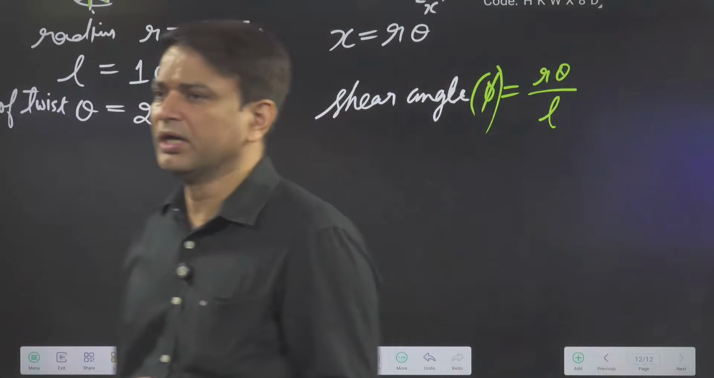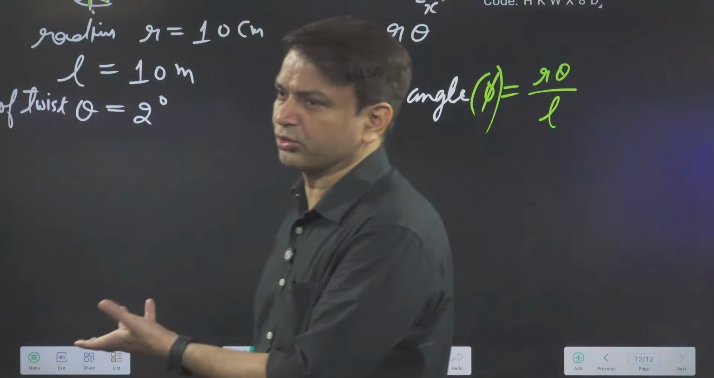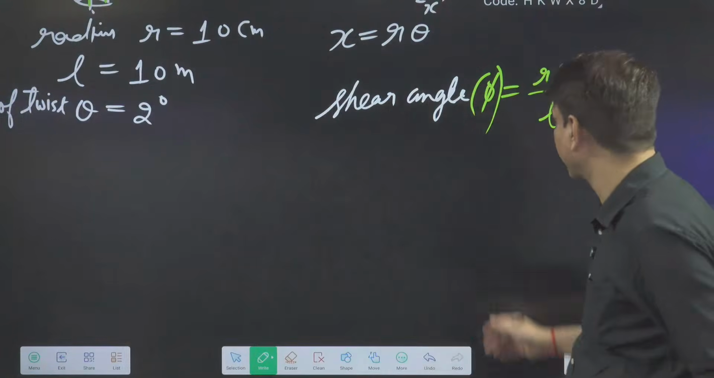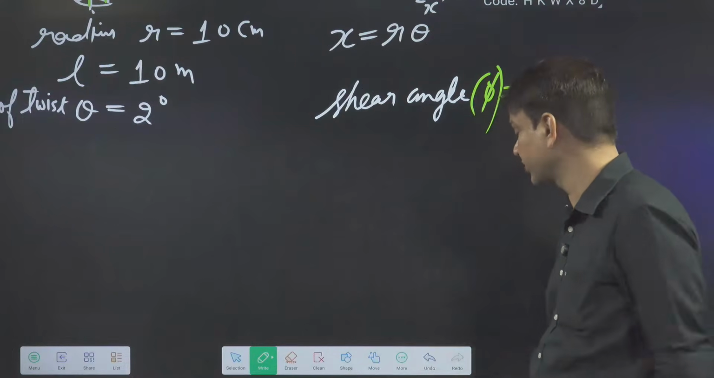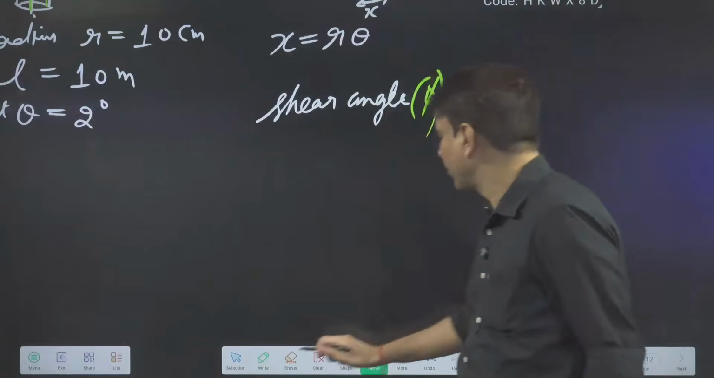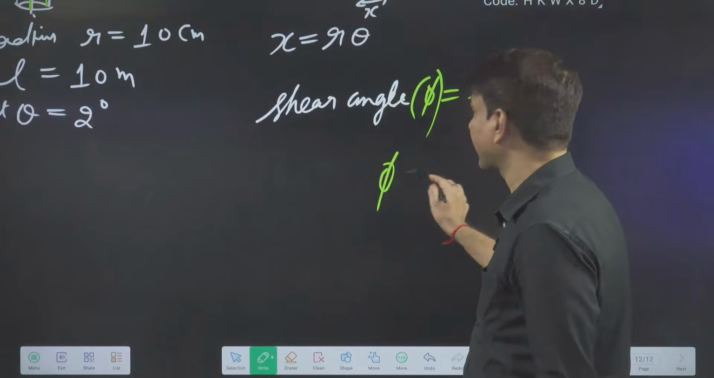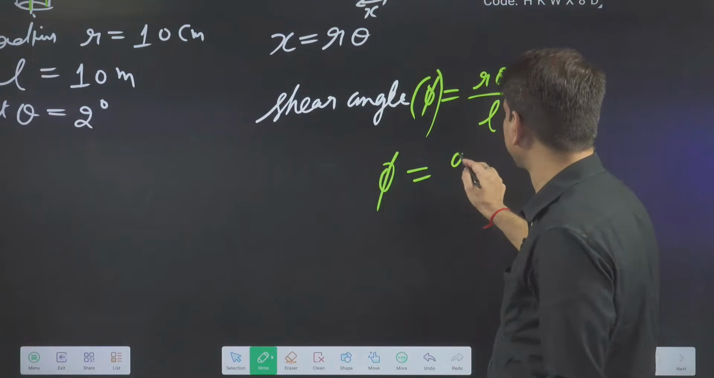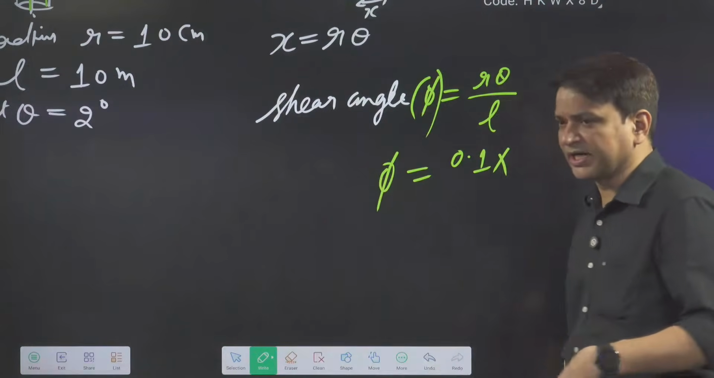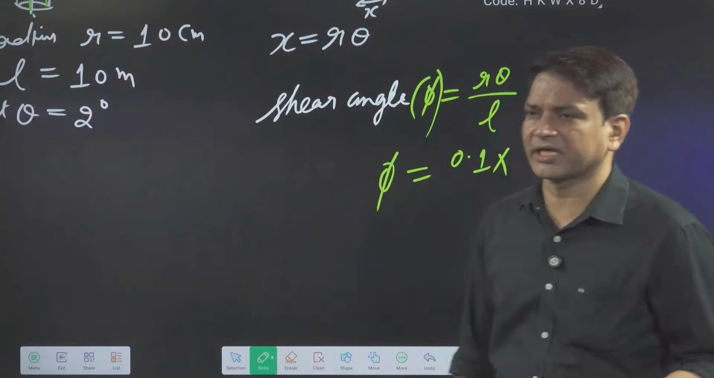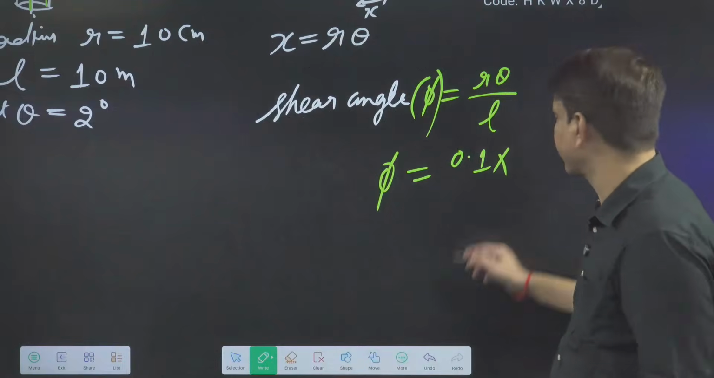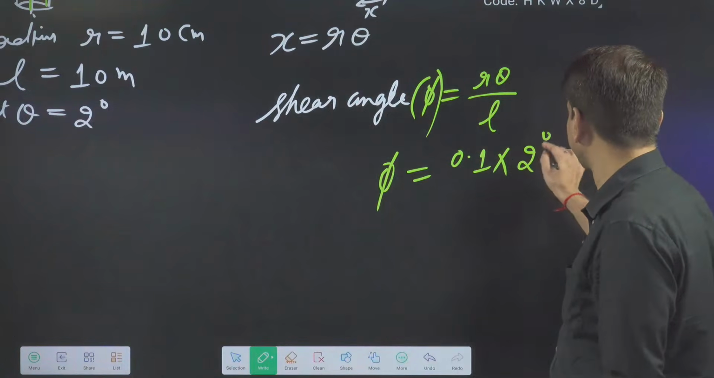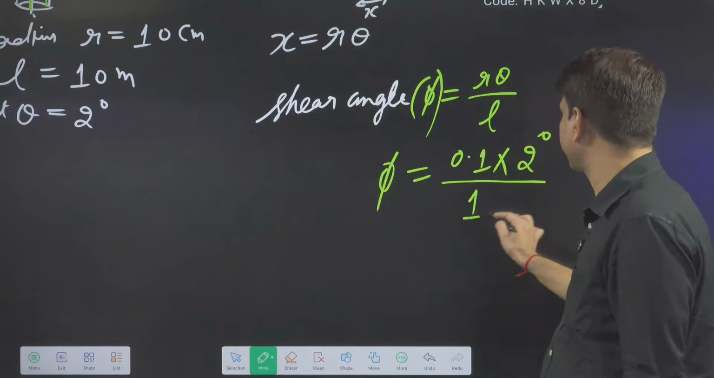Everybody got it or not? According to the data given, we can use this relation: R theta by L is equal to the shear angle phi, for this rod type rotation. Now I am asking phi. R I gave 10 centimeter, which means 0.1 meter. If the options given are in degrees, then you can directly put theta in degrees, and you will get the answer in degrees. Theta I gave is 2 degree, and L is 10 meter.